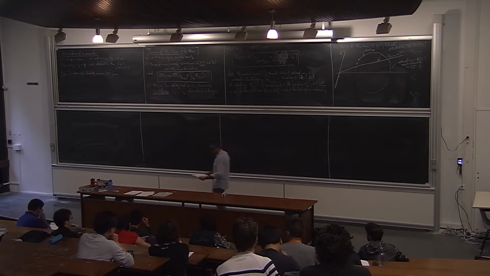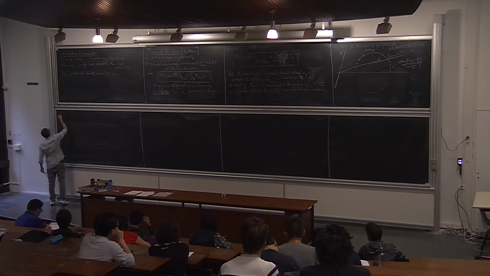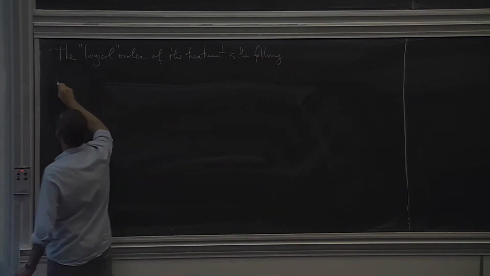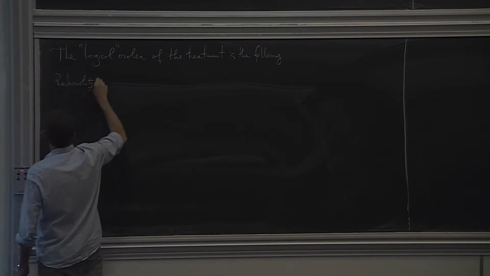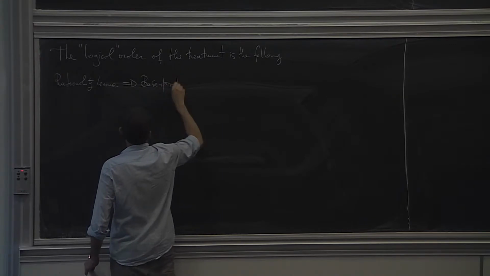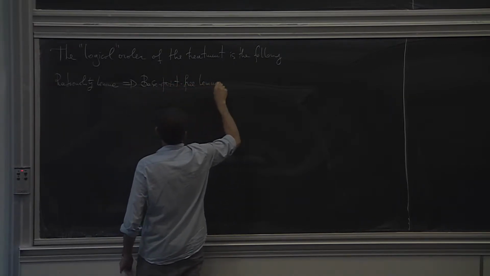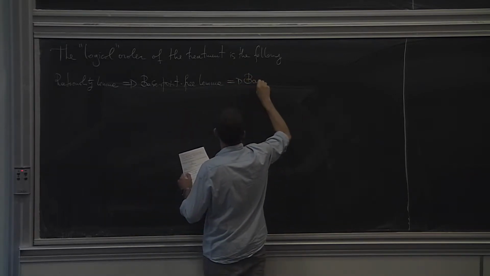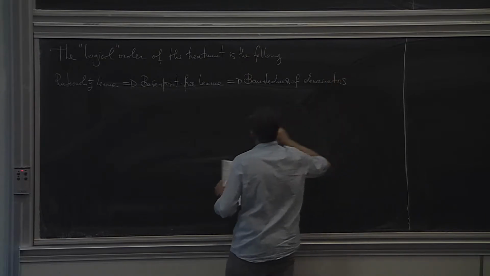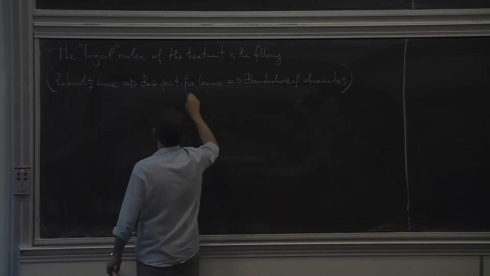Okay, the logical order of the treatment is the following. I have no time to prove anything, but the logical order, I mean, the one you find in the books, is the following. We have the rationality lemma. This and the base point free lemma. And this implies the boundedness of denominators. And all of this implies the Cone theorem.